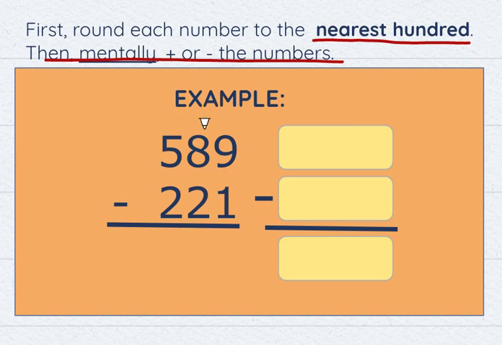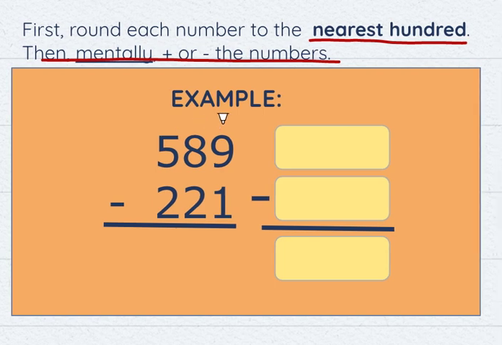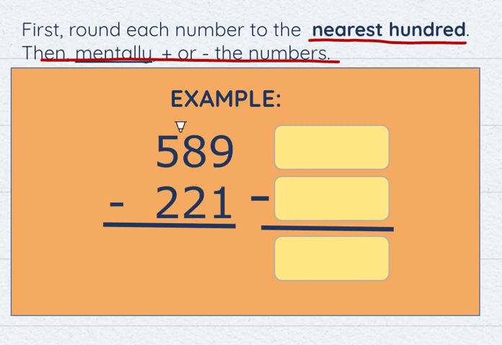What are the numbers that are in the hundreds place? Well, here's the ones, here's the tens, here are the hundreds. So we have to do something to the 5 in 589, and we have to do something to the 2 here in 221. How do we decide what to do to the 5? Well, we need to look at the number next door.